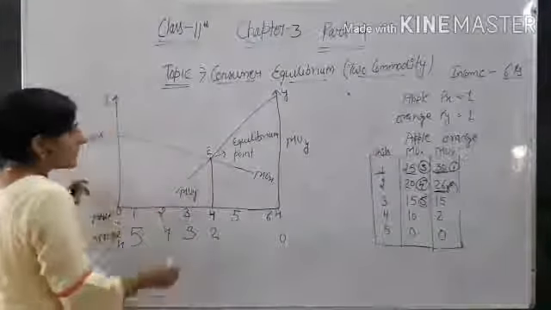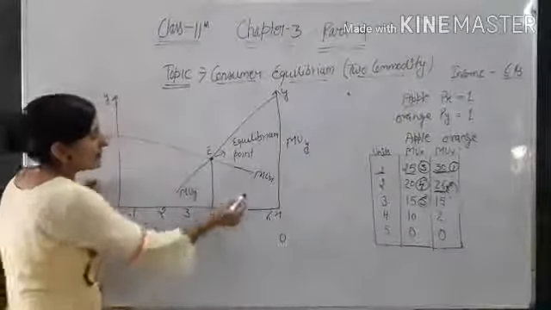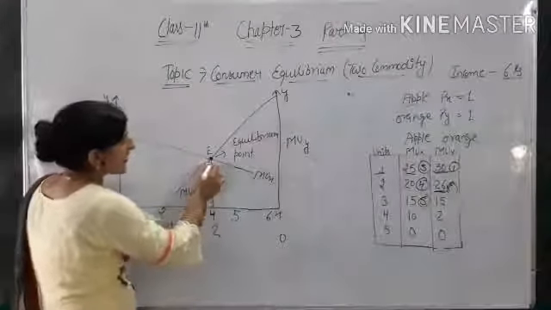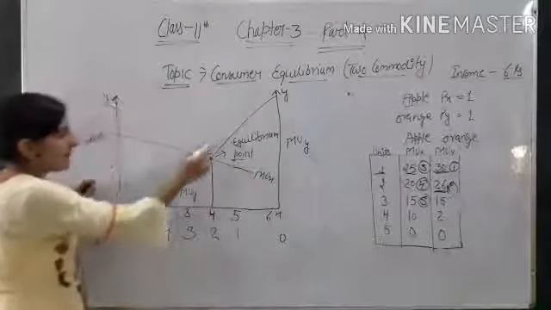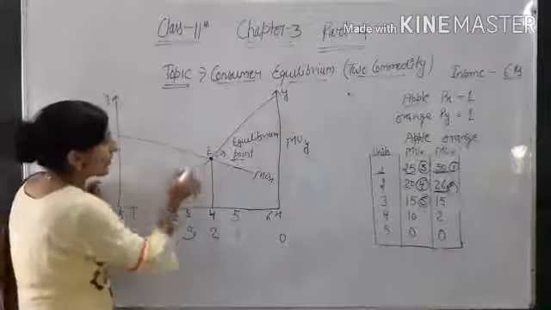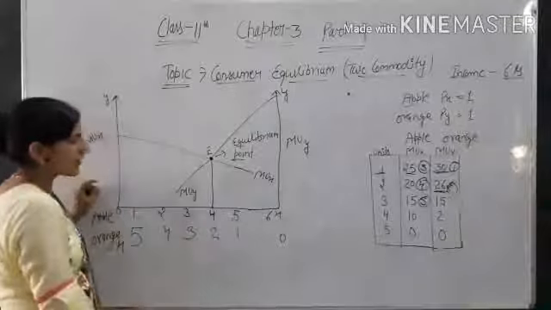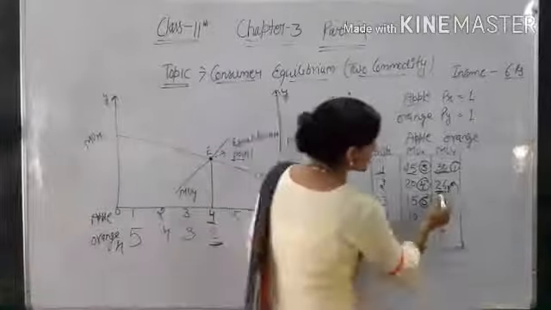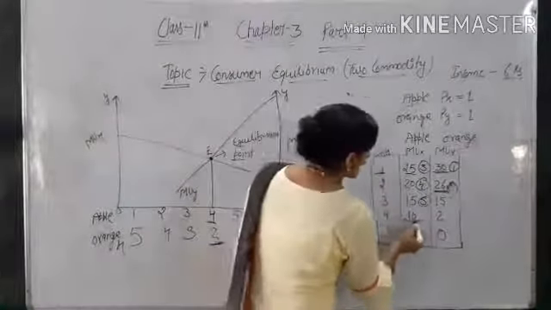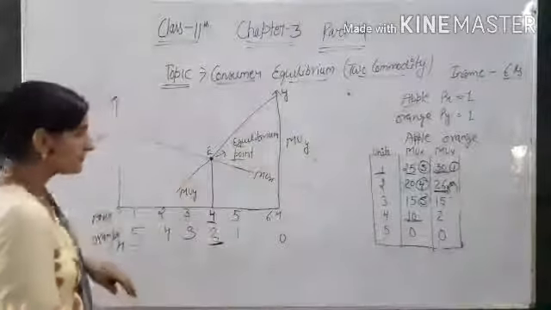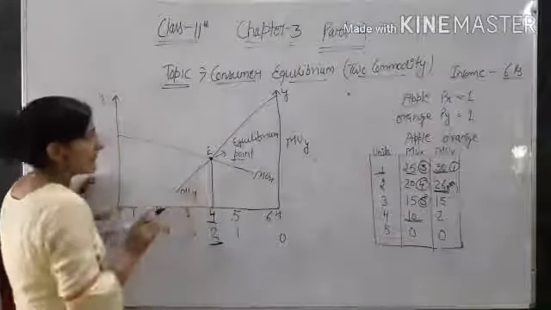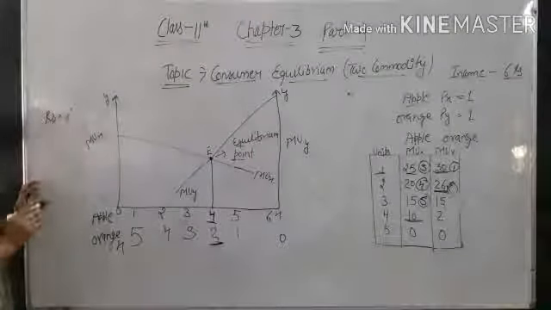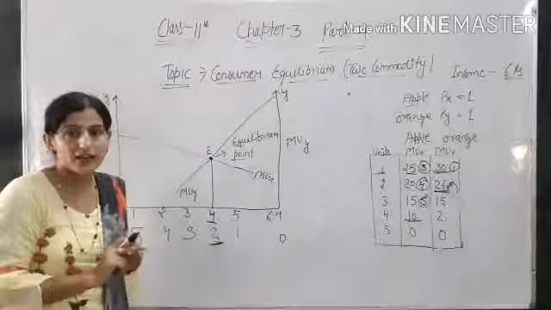So the equilibrium will be a point where the MUX intersects MUY, and this is the point E. This point E is the equilibrium point. Here the MUY intersects MUX at point E, and here the consumer is taking 4 units of X and 2 units of Y, meaning he is taking 2 units of orange and 4 units of apple. Okay, because he is having limited income, only 6 rupees, and the price of the goods is also 1 rupee per unit.